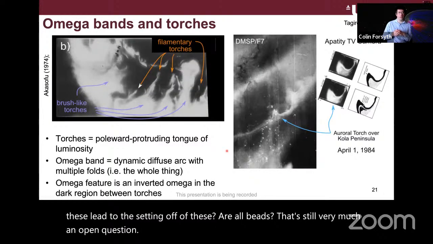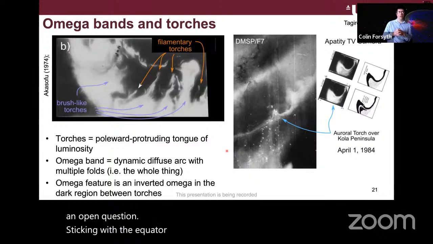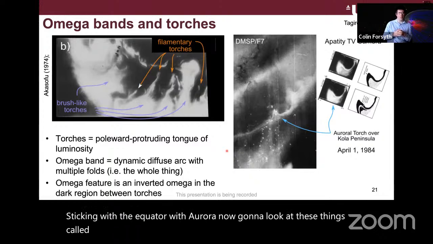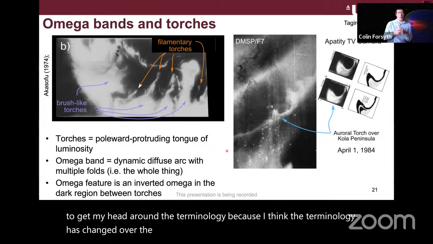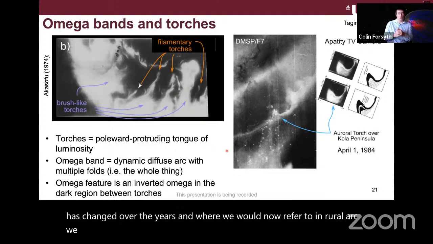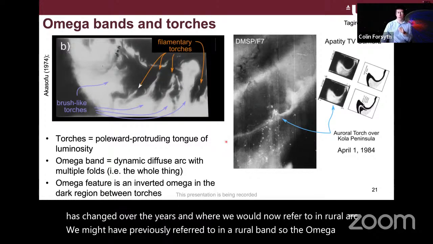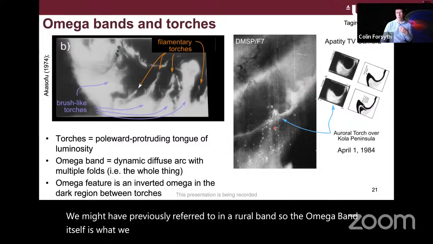Sticking with the equatorial aurora now, I'm going to look at these things called omega bands and torches. This was something where I really had to get my head around the terminology, because I think the terminology has changed over the years. Where we would now refer to an auroral arc, we might have previously referred to an auroral band. So the omega band itself is what we would otherwise call an auroral arc, but this arc with some undulations on it.